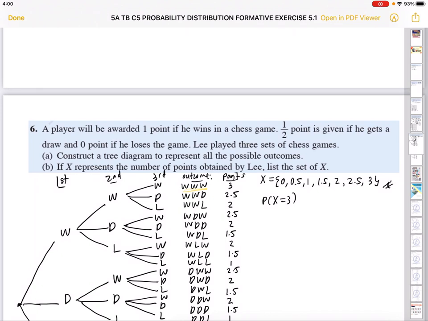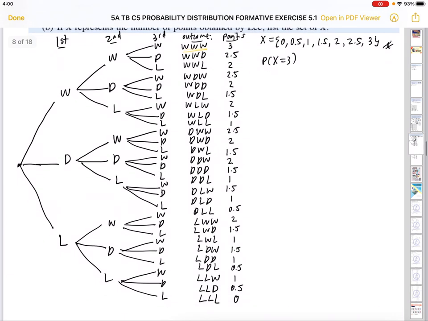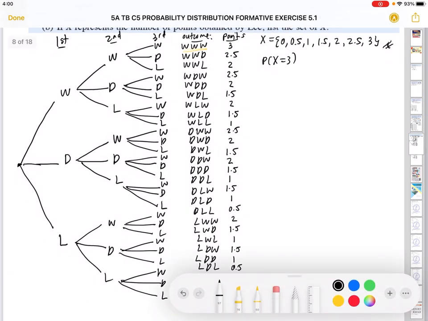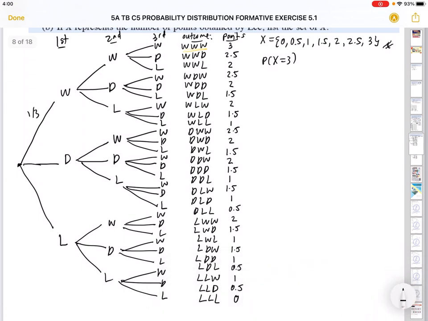You notice the question only mentions the points given, and it mentions Lee, but what is the chance of Lee winning? Nothing stated. So we'll just take 1/3, 1/3, 1/3. That means the probability of him winning, drawing, losing are the same. All 3 win will be 3 points, so it'll be 1/3 to the power 3, which is 1/27.